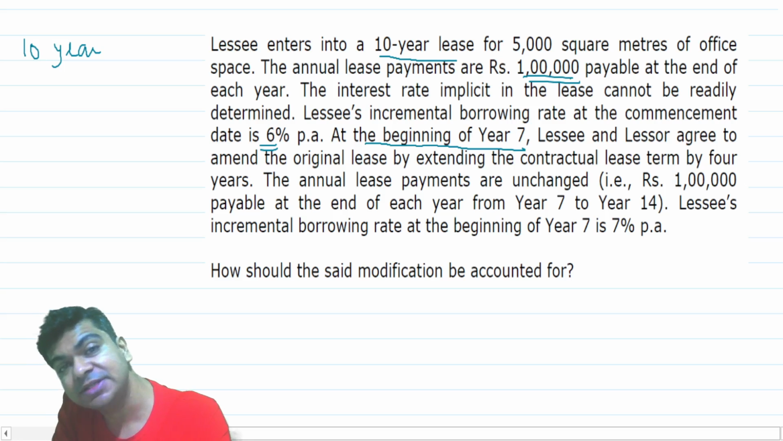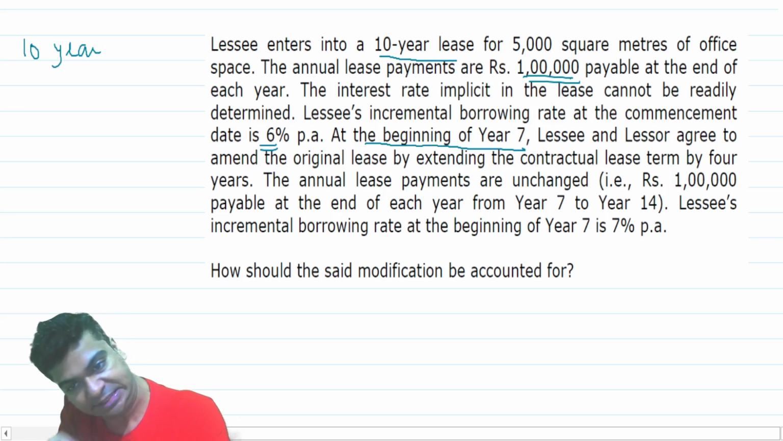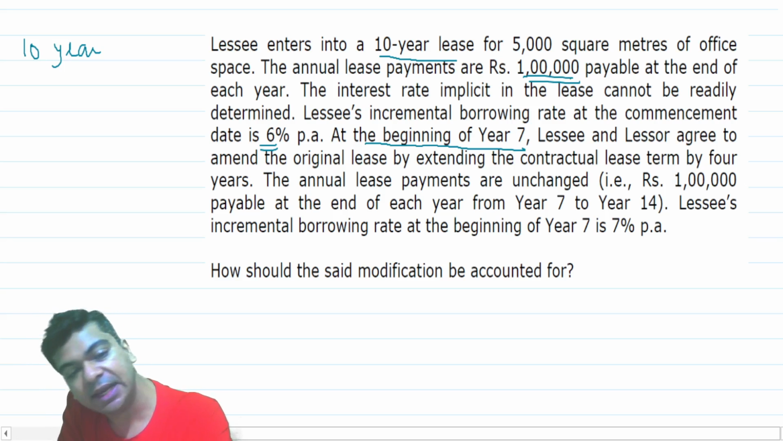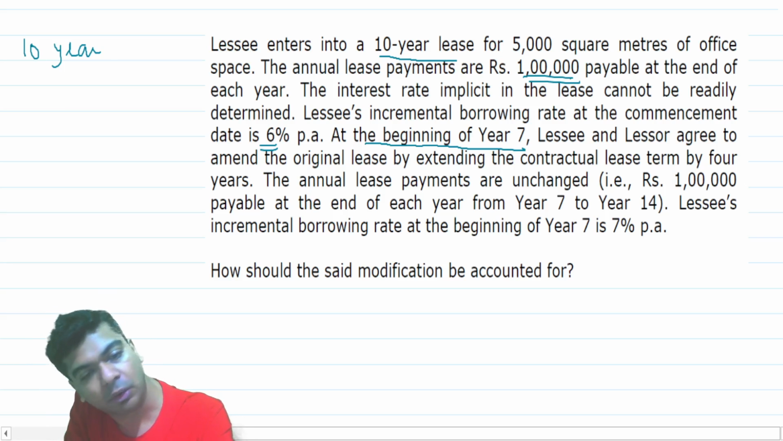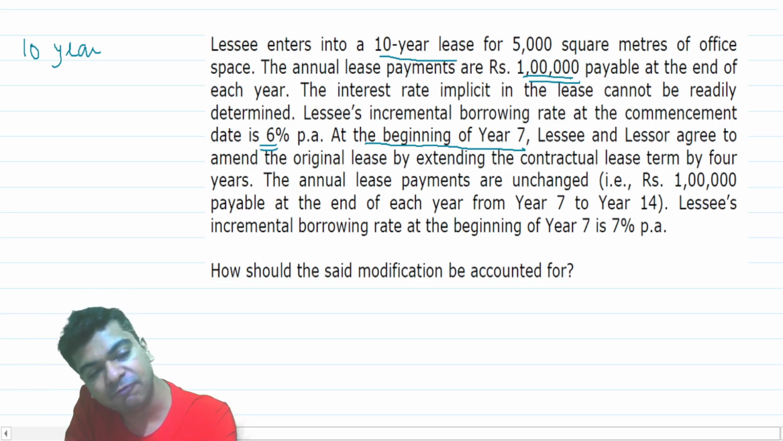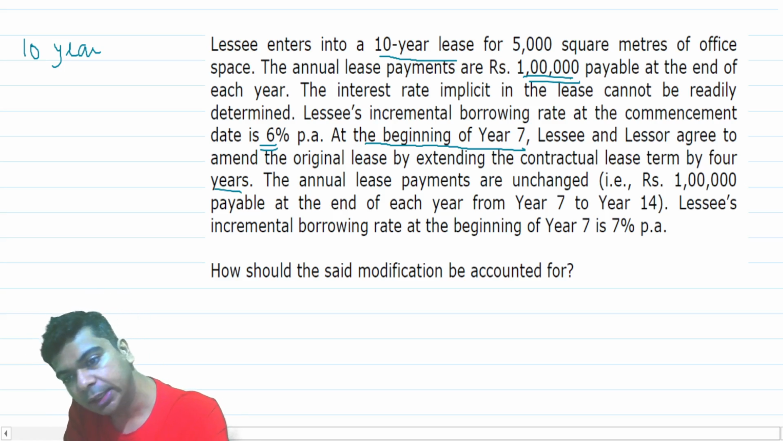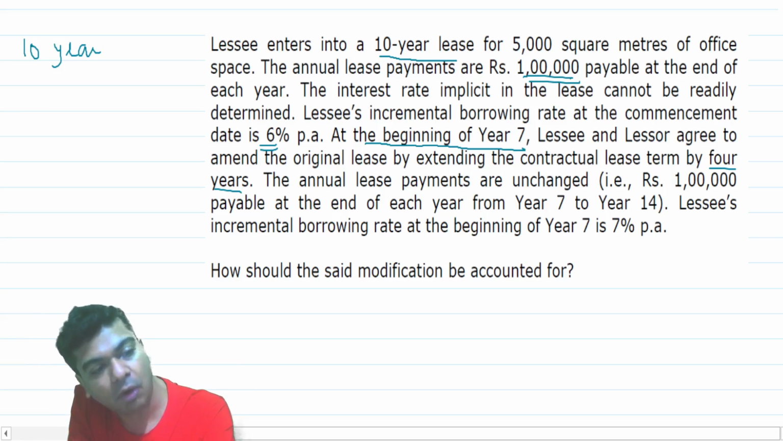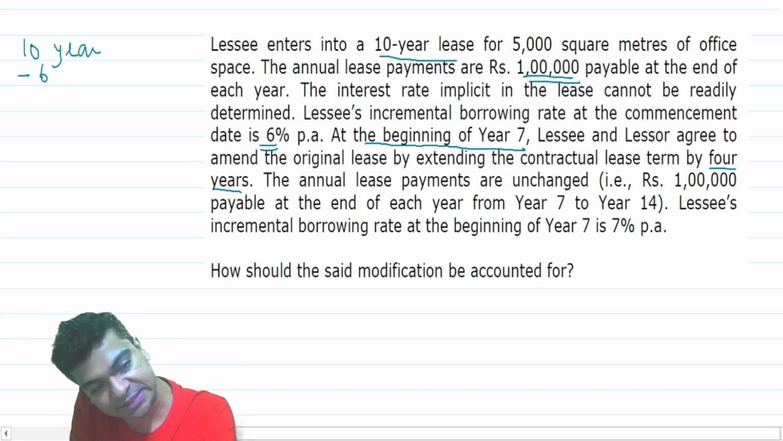Beginning of year 7 is as good as the end of the 6th year. Lessee and the lessor agree to amend the original lease by extending the contractual lease term by 4 years. Okay. So they have given us a case of lease extension at the beginning of year 7, or we can say at the end of the 6th year.